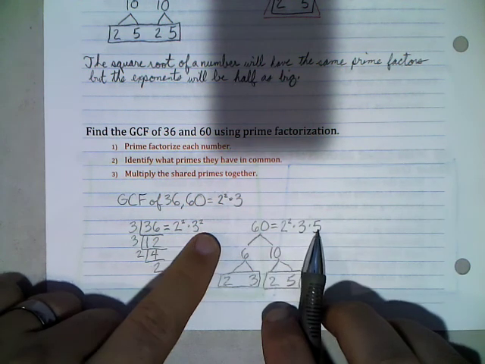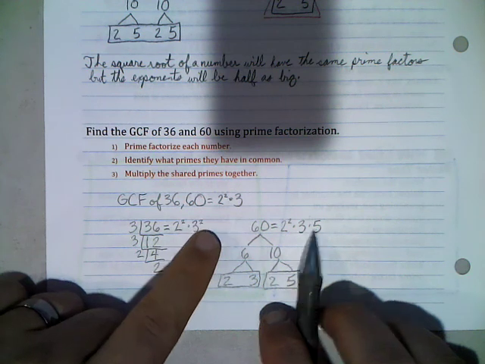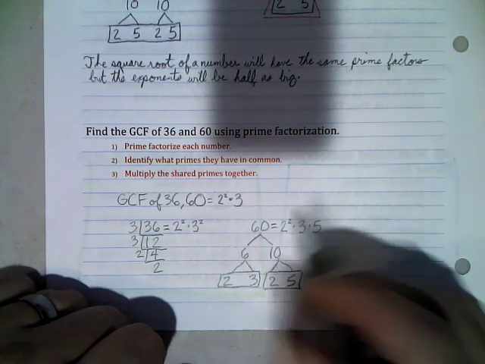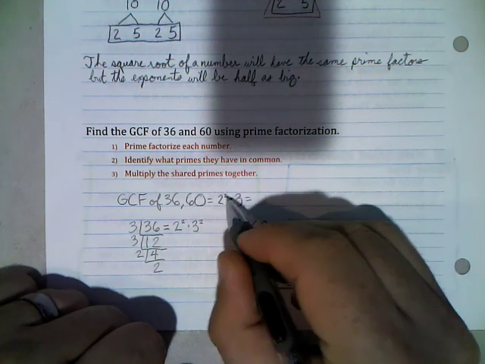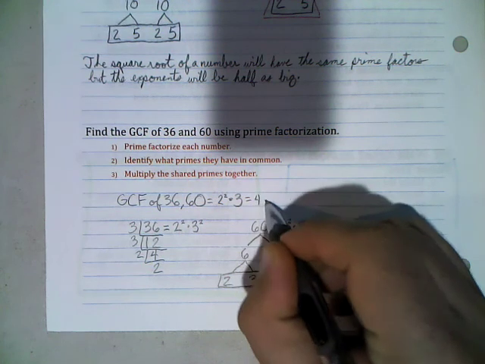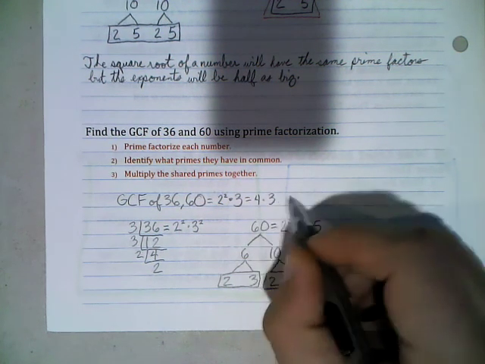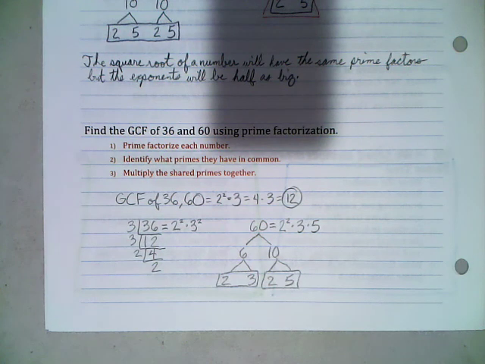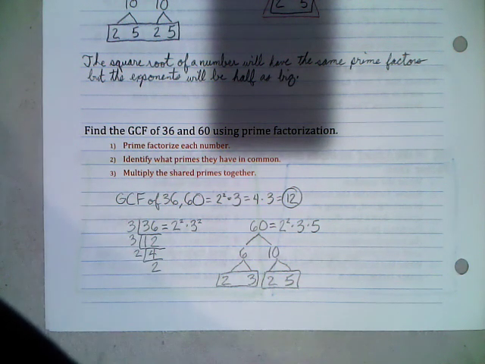And then, oh, they don't have 5's in common. This guy has a 5, but this guy doesn't. So they've got 2 2's and a 3 in common. So now if we work this out, 2 to the second power means 2 times 2, which is 4. And then 4 times 3 is 12. That, ladies and gentlemen, is our GCF. The GCF of 36 and 60 is 12. And that is the end of this lesson.